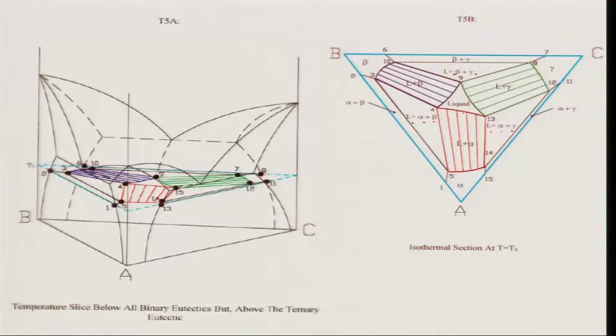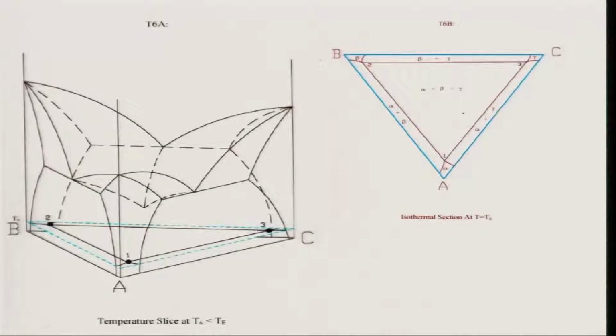Okay. So, that is what has happened. It is just above the ternary eutectic obviously, but the temperature is below the binary eutectic temperatures. What will happen if I go down below the ternary eutectic temperature? That is what is shown here.